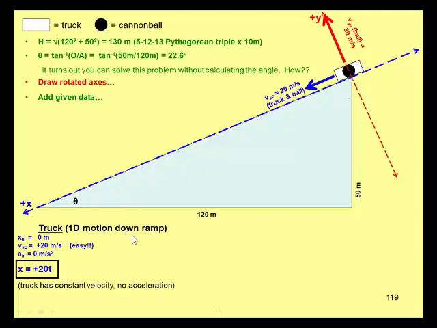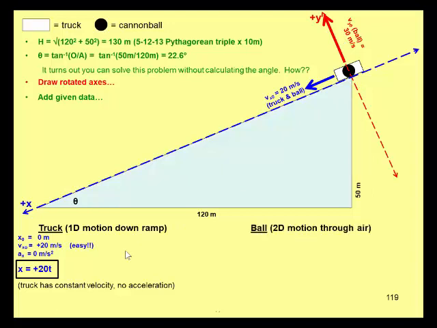In the y direction, it's even easier. We don't have any starting component in the y direction. We're starting at 0. We don't have any y component of the velocity. The truck's not moving up and down with respect to the surface of the ramp, and we don't have any acceleration. The truck is not accelerating in the y direction, so there is no y equation.